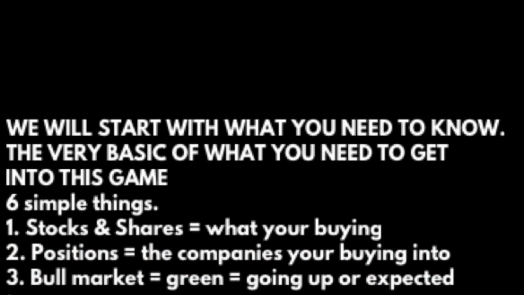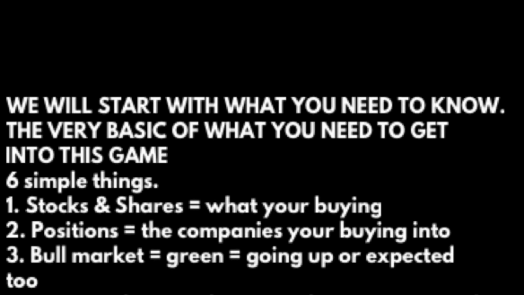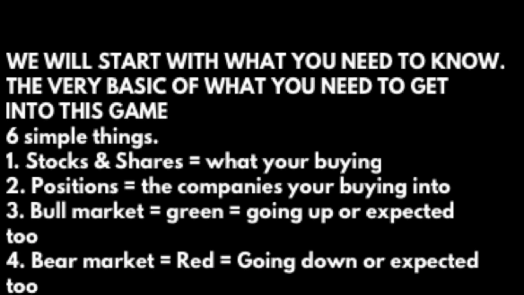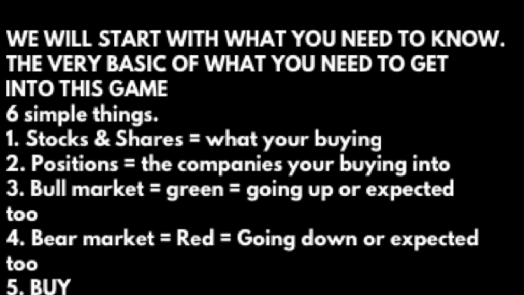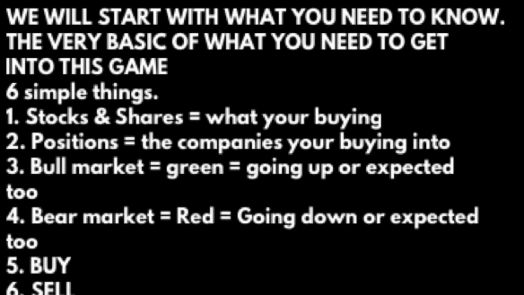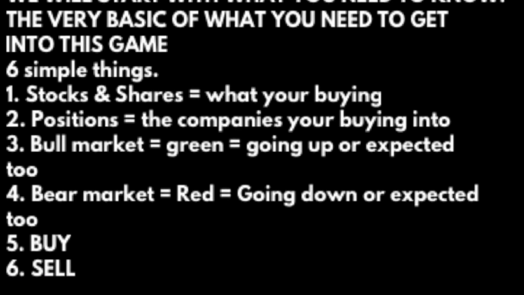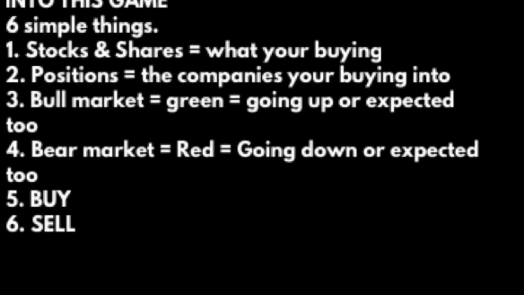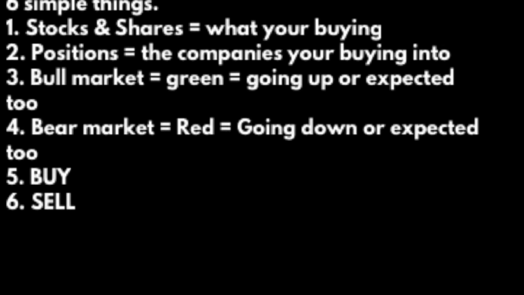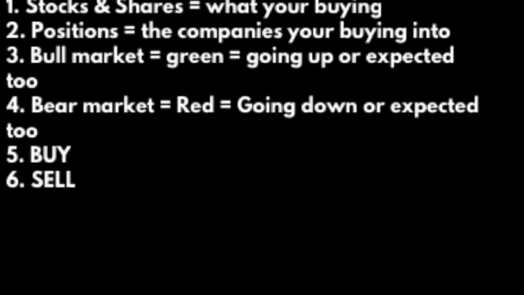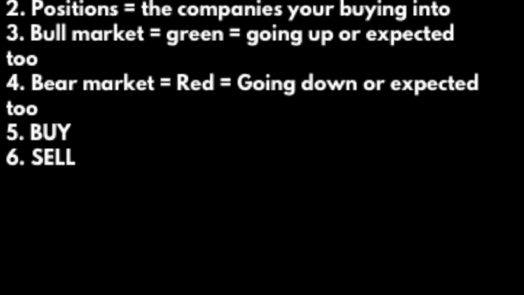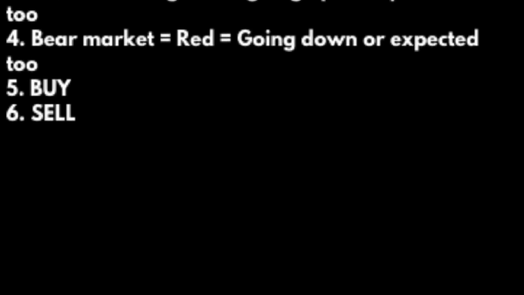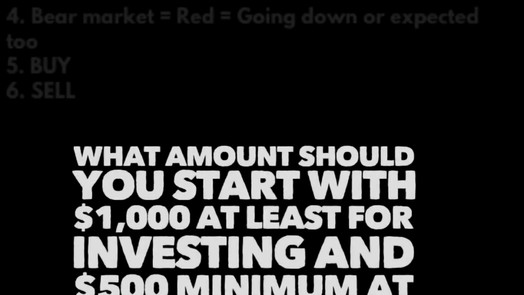We will start with what you need to know, the very basics of what you need to get into this game, and I broke it down into 6 simple things. Number 1, stocks and shares are what you're buying. Number 2, positions equal the companies you're buying into. Number 3, bull market equals green, which equals going up or expected to. Number 4, bear market equals red and equals going down or expected to. Number 5, buy. Number 6, sell. This is all retail investors need.